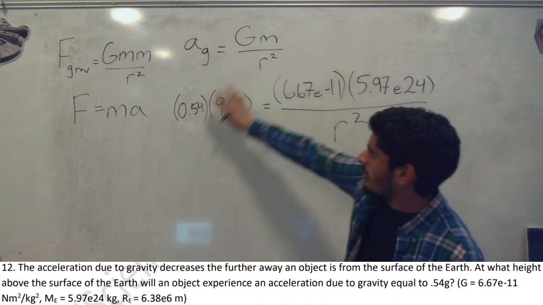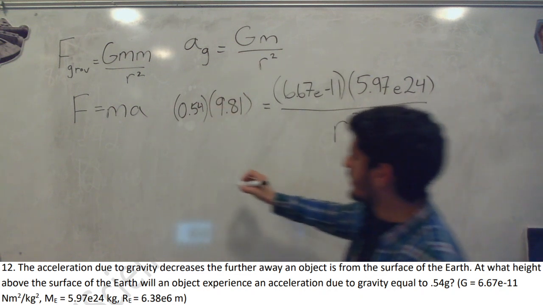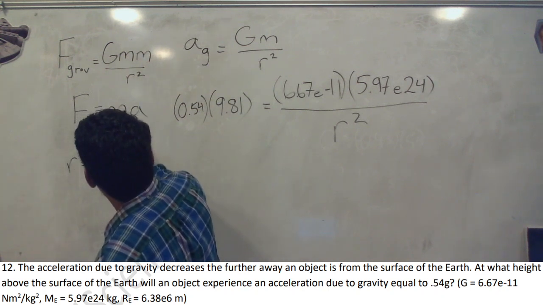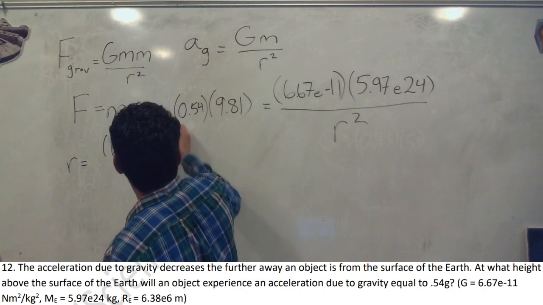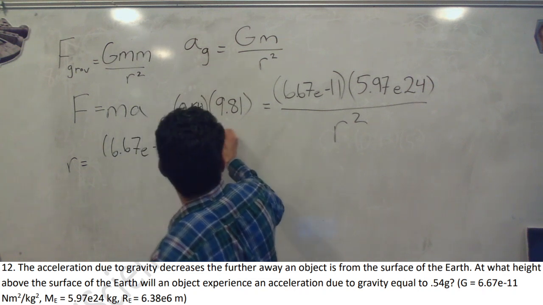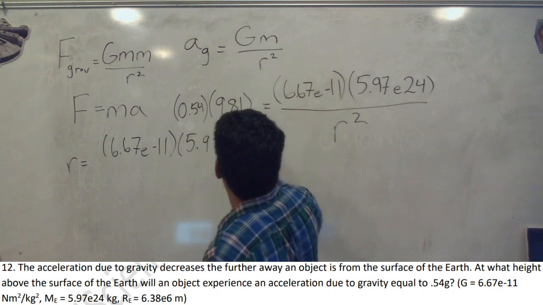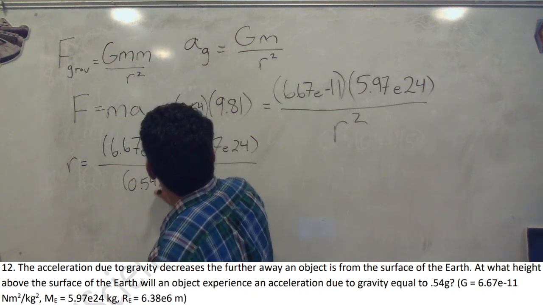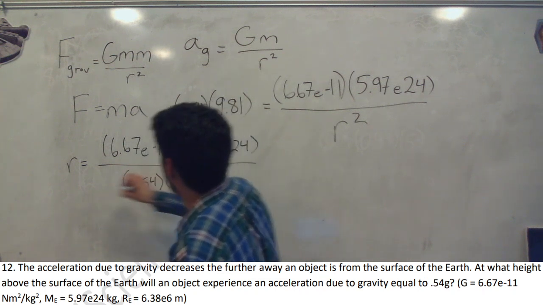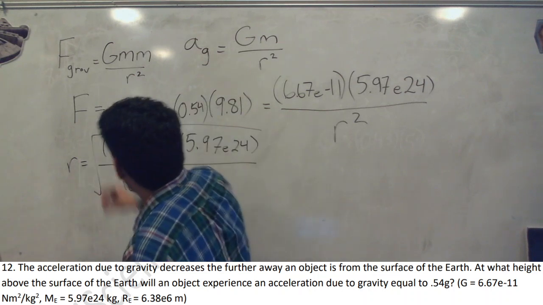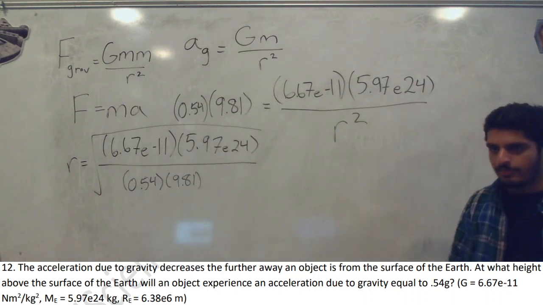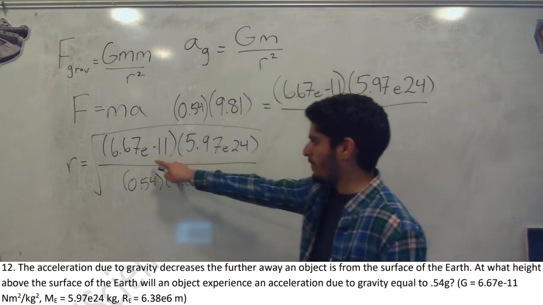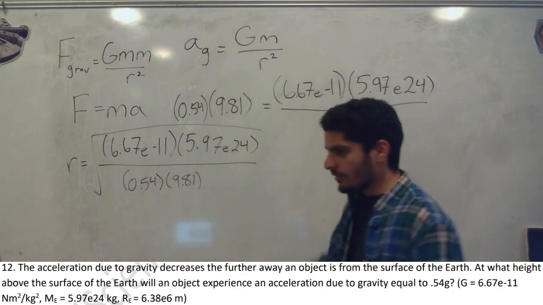So with this formula, do that to find your radius. To find the radius, r is equal to 6.67 e negative 11 times 5.97 e 24 divided by 0.54 times 9.81, and then take the square root of all of that. And again, I strongly recommend using tons of parentheses in your calculator. They will get super jumbled up when we get numbers as big as times 10 to the negative 11th or 10 to the 24th.